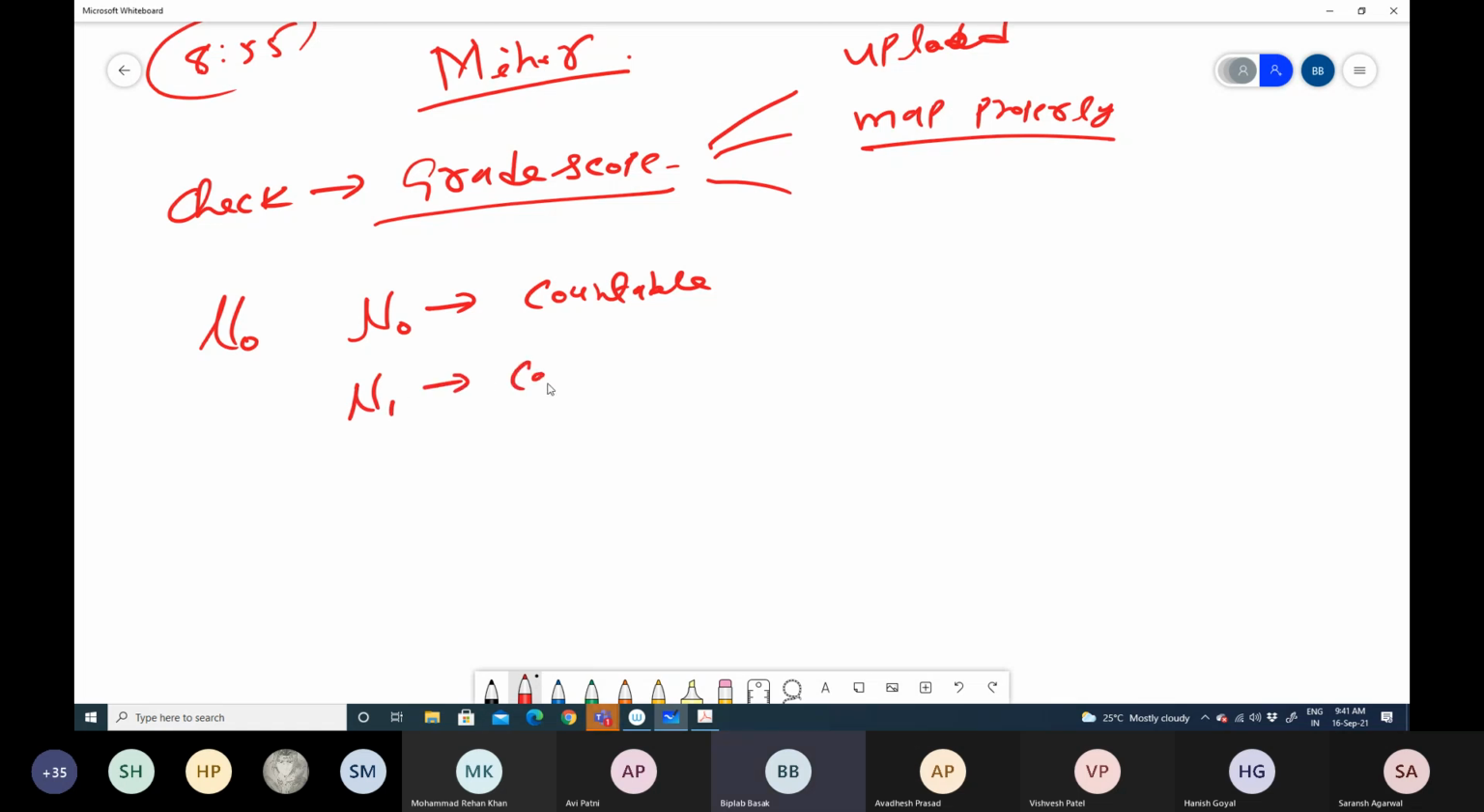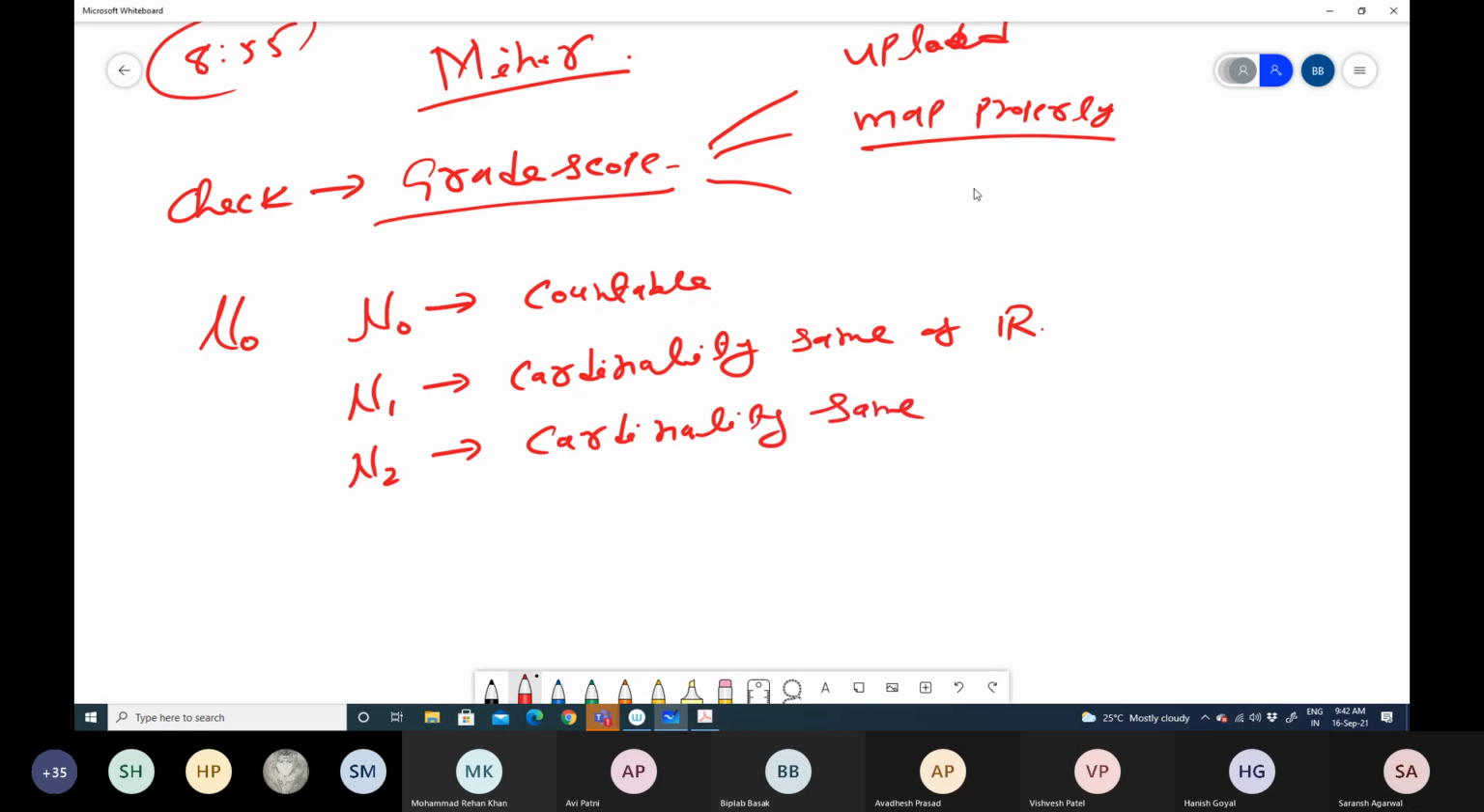And aleph 1 means cardinality same as R, right? And aleph 2 has cardinality same as the power set of R, and so on. Okay, so you just have to find what the cardinality is.